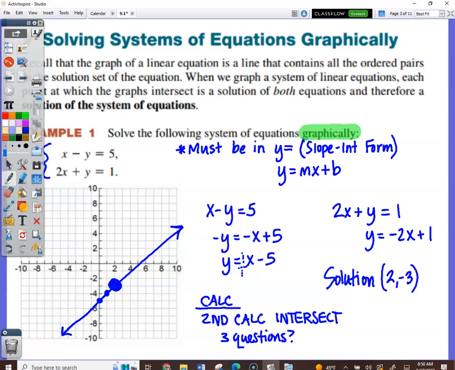The other line is B is 1. The slope is negative 2, which means it's negative 2 over 1, which means it's down 2, right 1. So down 2, right 1, down 2, right 1. Winner, winner, chicken dinner. There's the solution.